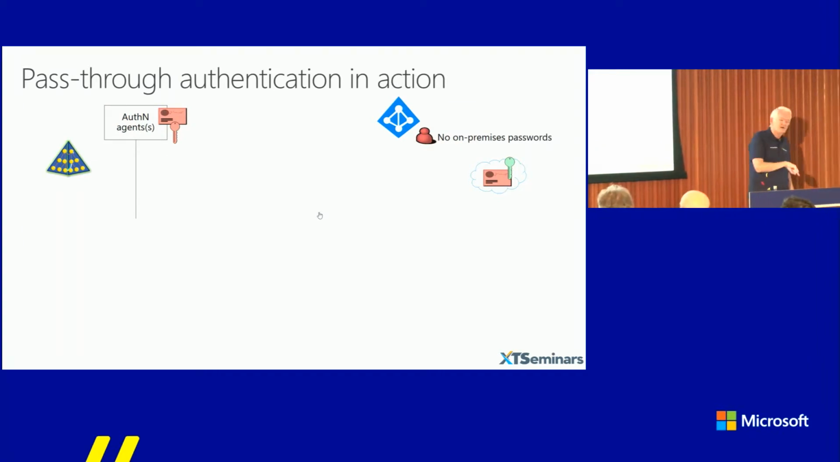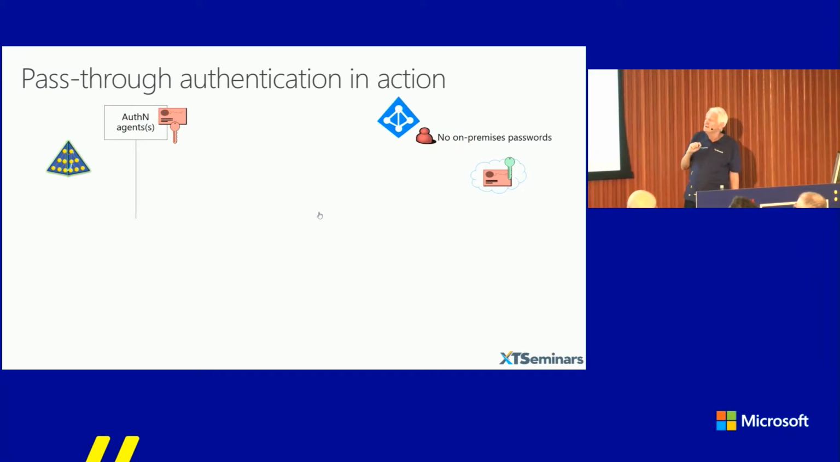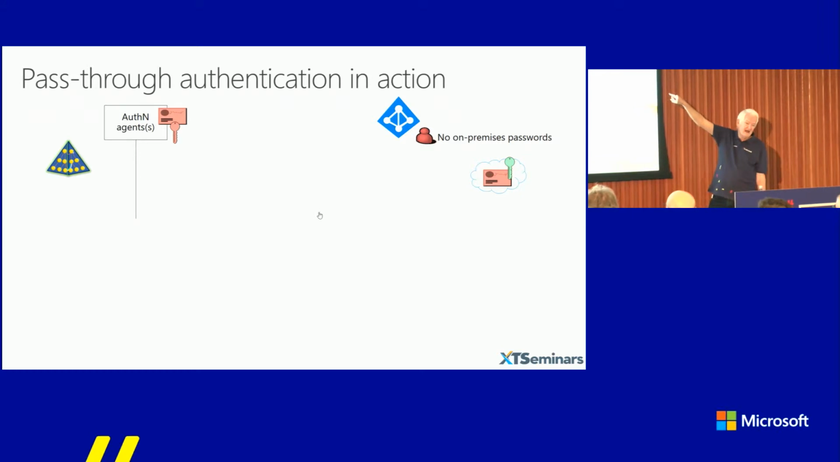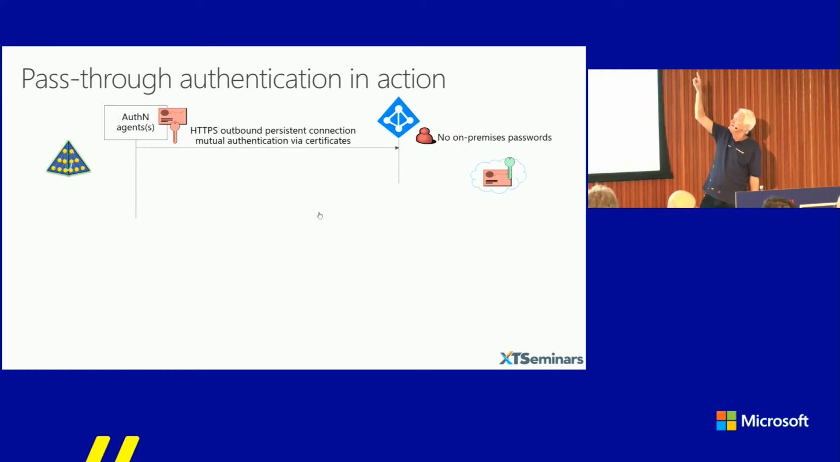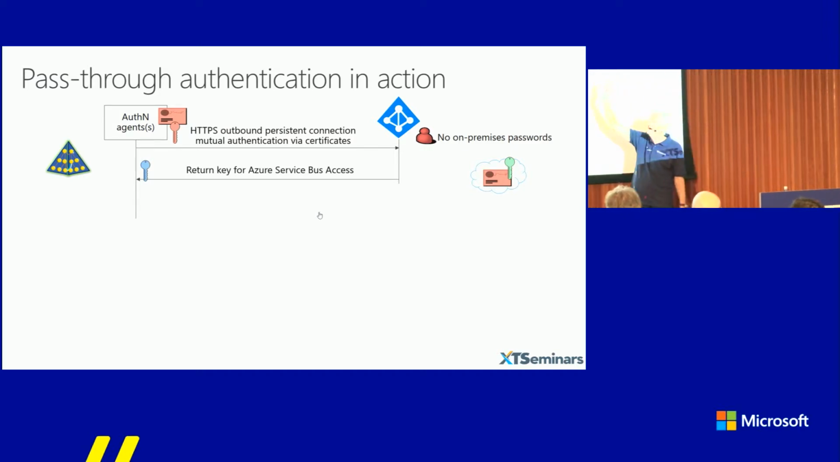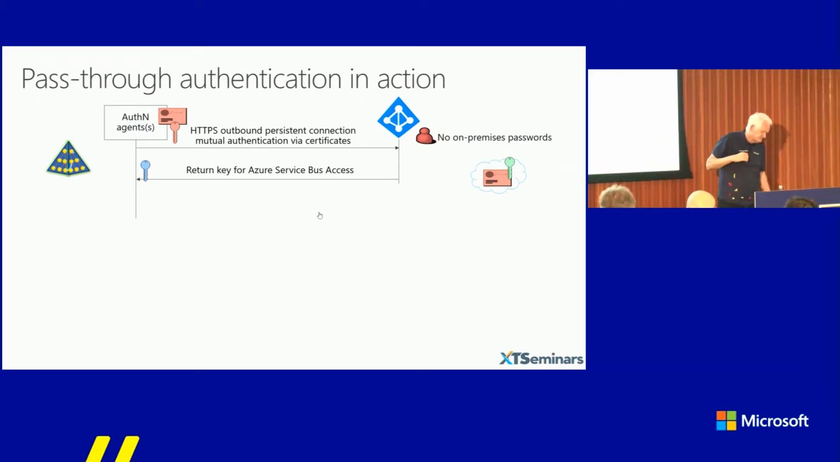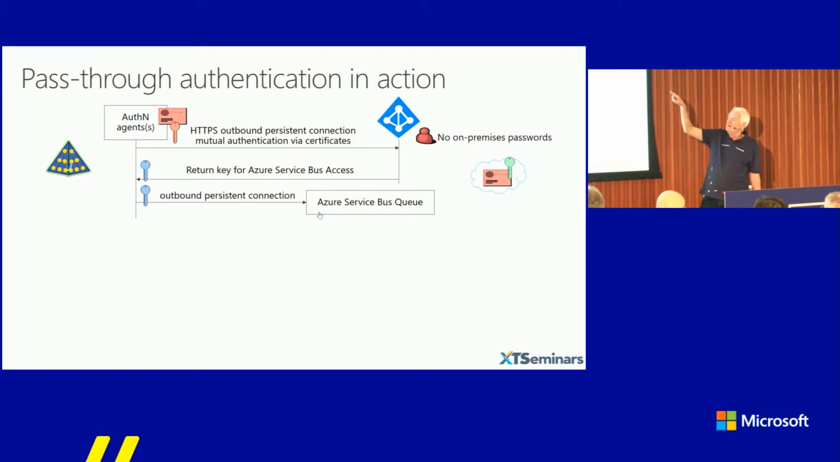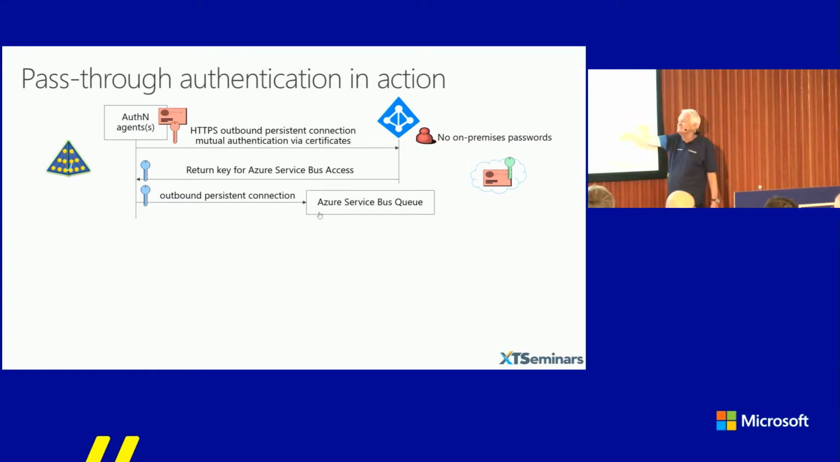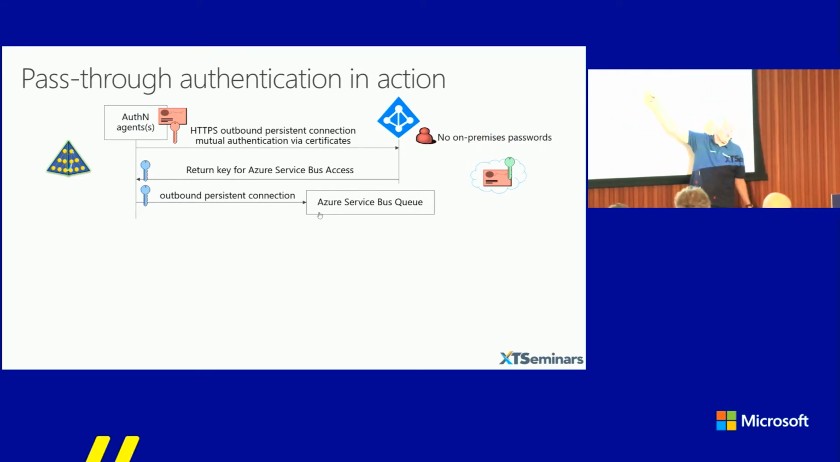And then when we have PTA in action, what actually happens now, we have our Auth-N agent over at the far end, and when that fires up, he says, okay, I'm going to connect up to Azure AD. We're now going to do mutual authentication, because I have a certificate, I can do that. So we've authenticated, and then what will happen is Azure AD passes down a key which will allow the agent to access a service bus. So now the agent connects up to a service bus and it's effectively listening on this service bus.